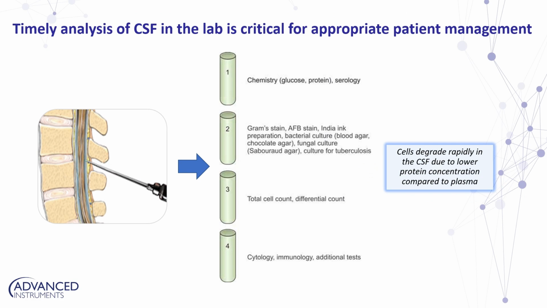The different tubes may be designated for different tests. In this example, cell counts, which will be the focus of our discussion, are performed on tube 3. This varies from lab to lab and even patient to patient. CSF cell counts are considered an urgent test primarily because cells degrade rapidly in the CSF due to its low protein concentration compared to that of plasma.